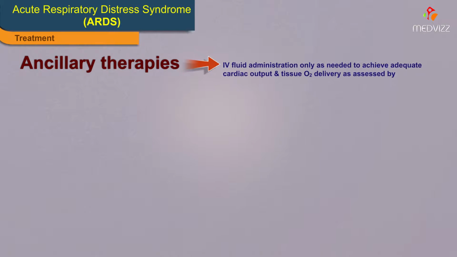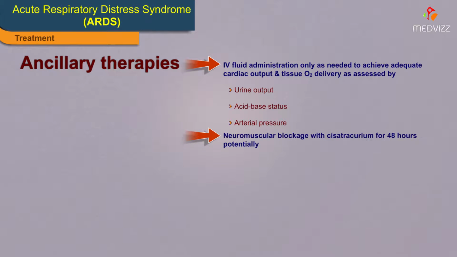Ancillary therapies include IV fluid administration only as needed to achieve adequate cardiac output and tissue oxygen delivery as assessed by the urine output, the acid-base status, and arterial pressure. There is increased pulmonary vascular permeability leading to interstitial and alveolar edema in ARDS, so you have to be cautious with IV fluid administration. Neuromuscular blockade with cisatracurium for 48 hours potentially can reduce the mortality in severe ARDS.